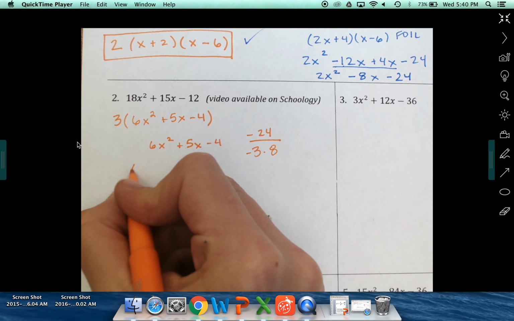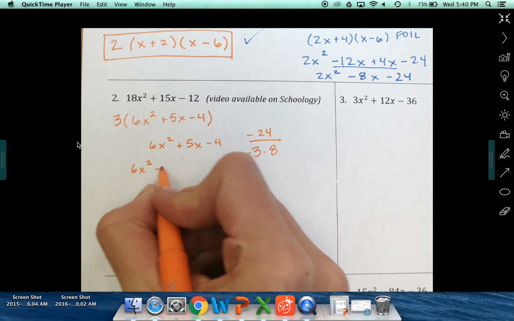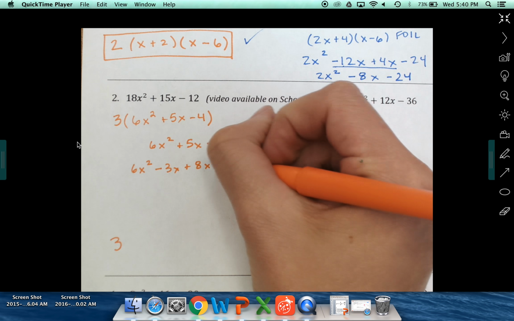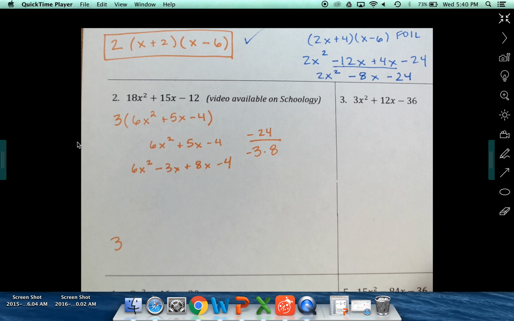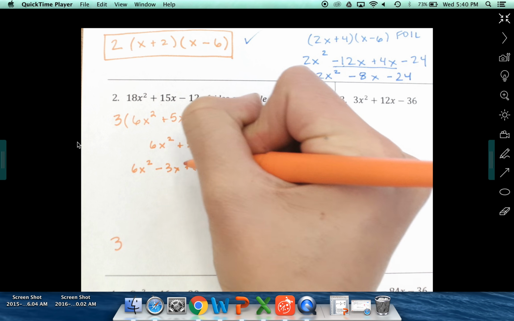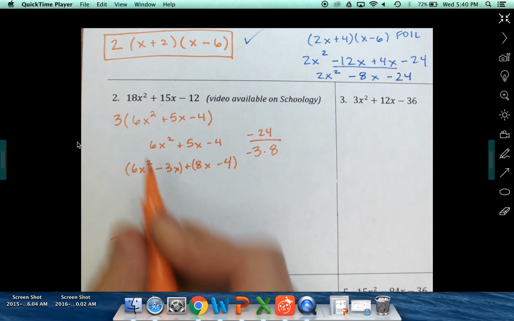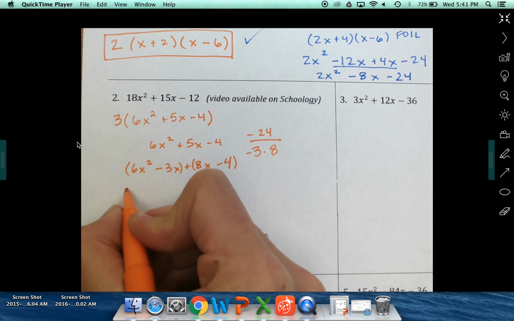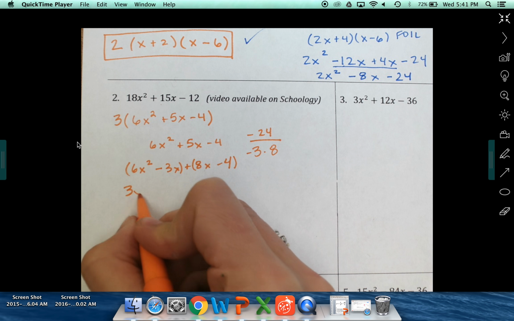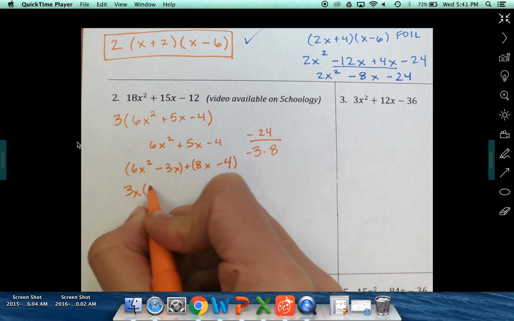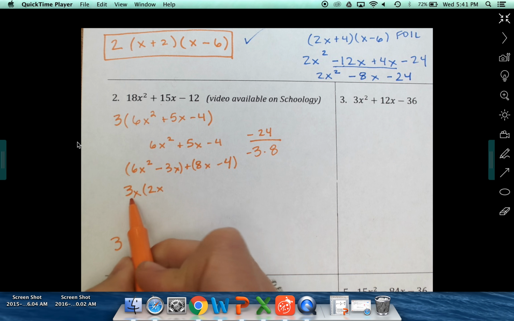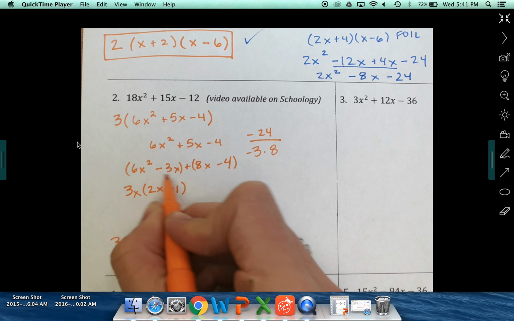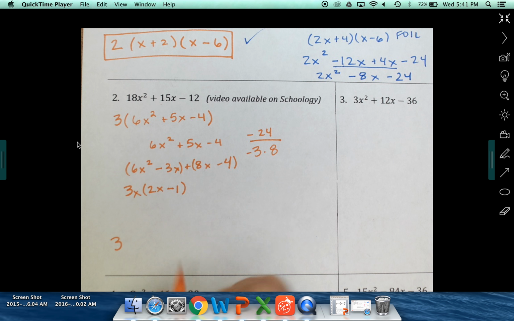Okay, so I'll come down here. Now I'm going to have 6x squared, my minus 3x, plus my 8x, minus 4. Okay, so now I can group the first two and the last two. 6x squared minus 3x, 6 and 3, they share a factor of 3 and an x. They both have an x. That leaves me with 2x. 3x times 2x is 6x squared, minus 1. 3x times negative 1 is negative 3x.